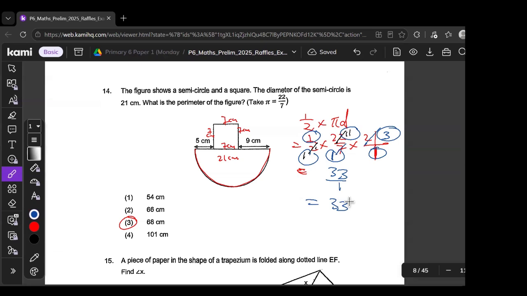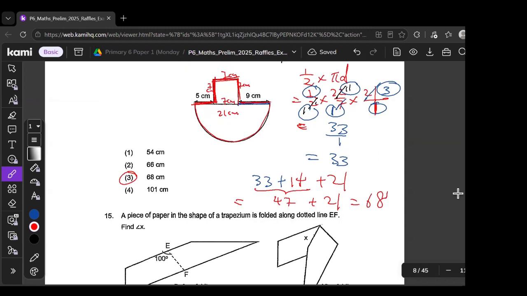So the circumference is 33, but not the answer. 33 plus 9, plus 5, so that will be 14. Then plus 7, 7, 7, that will be 21. Okay, so add together, you will get how many? 33 plus 14 will be 47, plus 21. Answer 68. So use a highlighter to add all the sides so that you don't miss any sides. Okay, that's 68. Answer number 3.